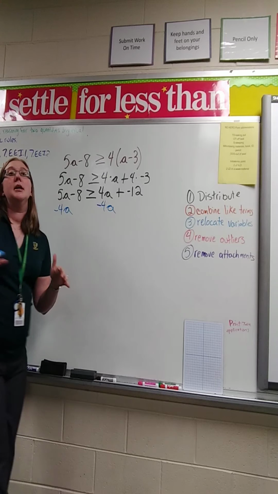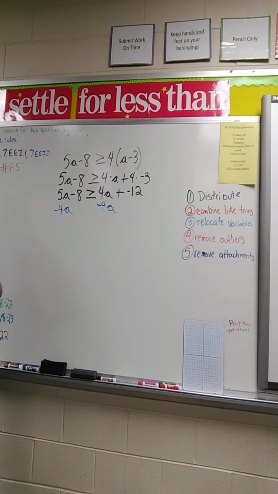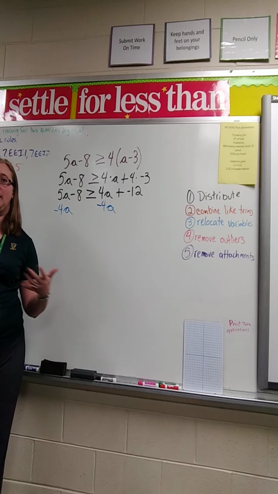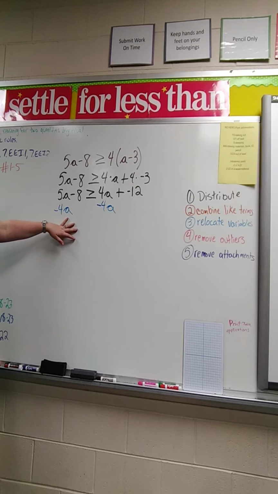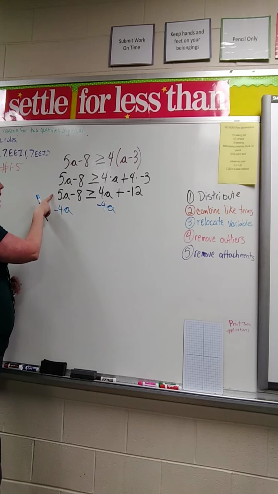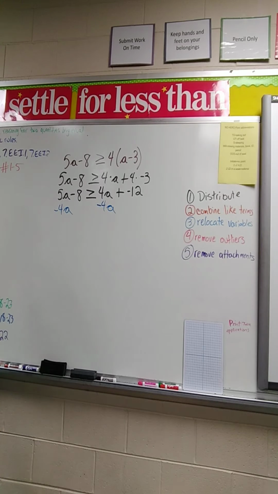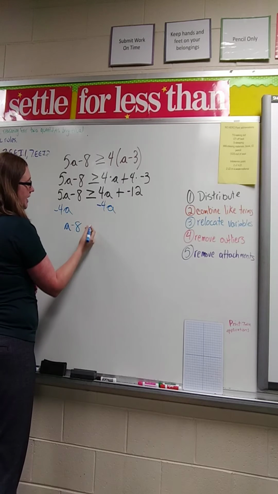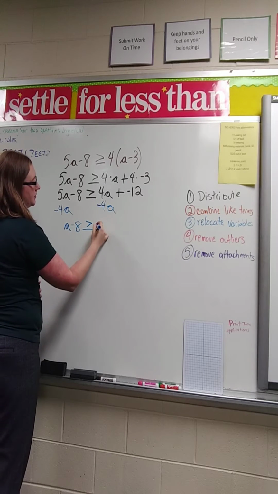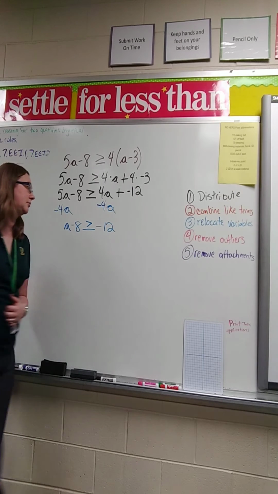Now, I will say this. You'll eventually get to the same value because the variable is going to be equal to the variable no matter what. But it's a lot easier this way. So, 5a minus 4a gives us a minus 8 is greater than or equal to negative 12.